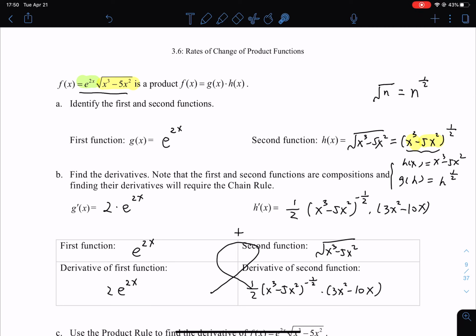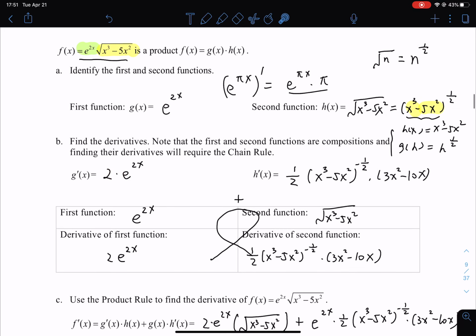So the first derivative g prime of x is just e to the 2x. 2x is not a simple function, so we have to take the derivative of 2x. Like the last example, we showed you e to the pi x. The derivative is just e to the pi x multiplied by the derivative of pi x, which is pi. So this one is 2 multiplied by e to the 2x.